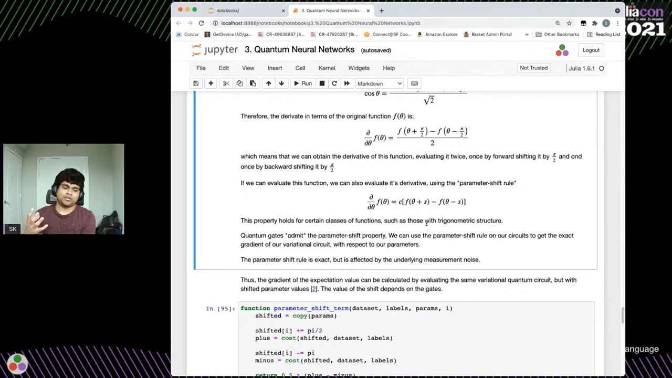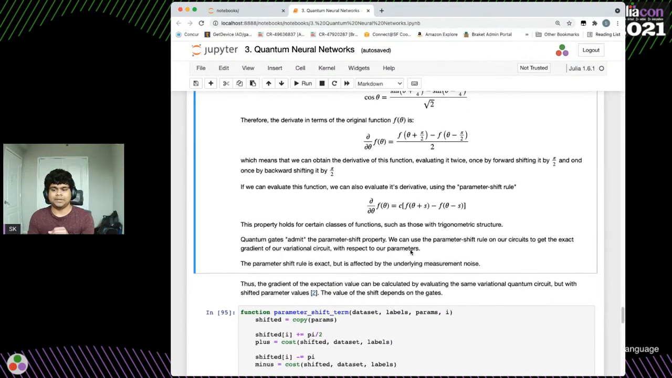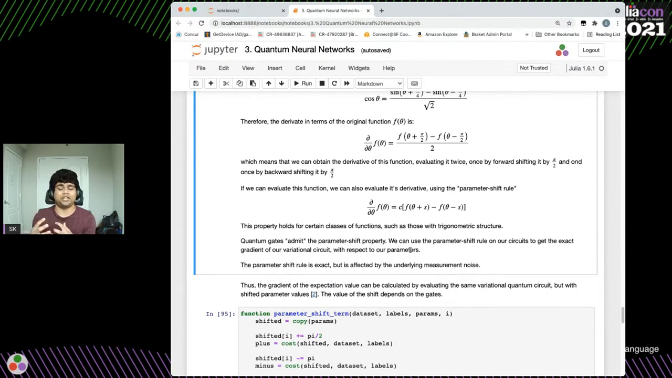And luckily, quantum gates also admit this parameter shift property, which means that we can use it to find the gradients of our quantum circuit. If you're familiar with finite differences, then this is very similar, but has some key differences: the finite differences formulation is a way to find approximate gradients, whereas the parameter shift rule gives you the exact gradients for that particular circuit, right?